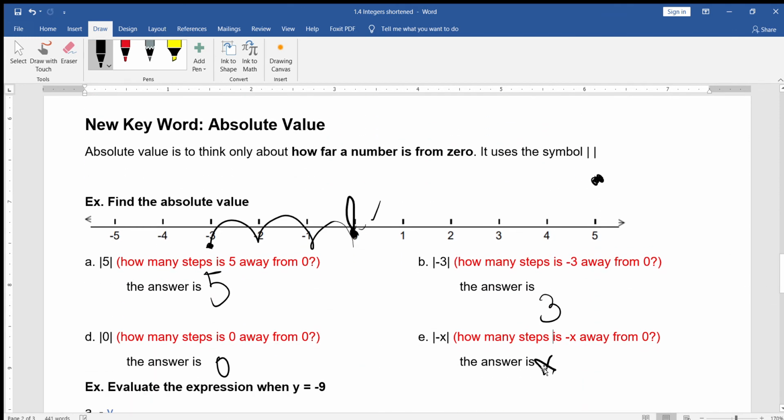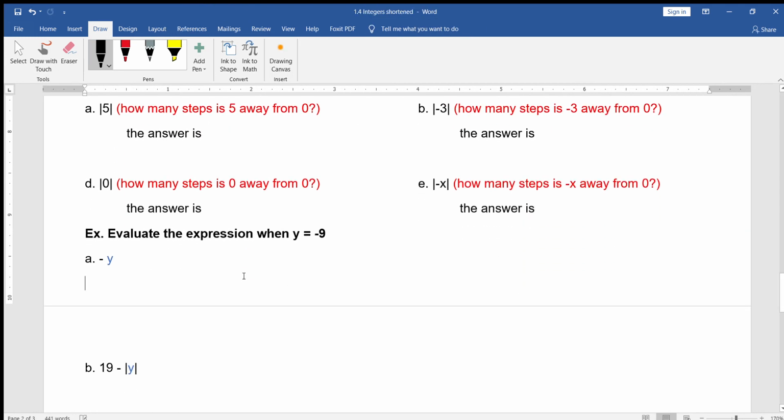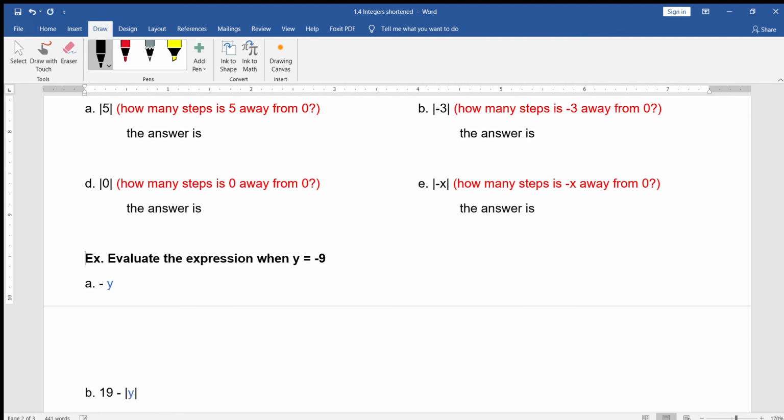Okay, let's erase it. Last part, evaluate the expression. This one, we're just going to replace y with negative 9. So negative y becomes negative, and then negative 9. This negative is the negative of the y, and the negative 9 is the same, okay? We're not going to lose the negative of the y just because we put in another negative.